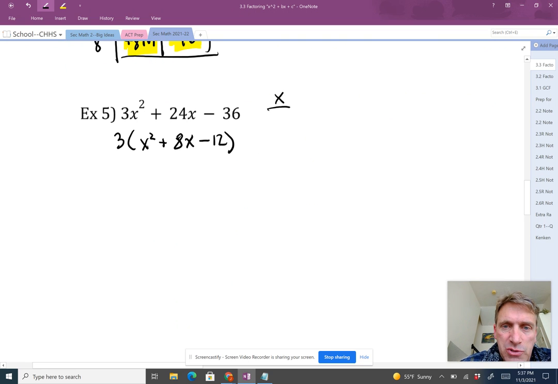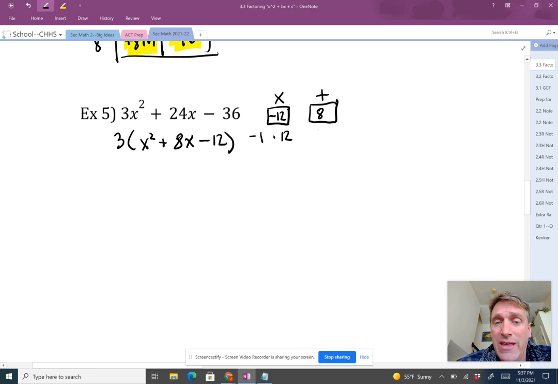We're going to multiply to our c value, our constant, which is negative 12. And we're going to add to our b value, which is 8, and it's positive. So this time I'm going to put the positive on the 12, so positive on 12, negative on the smaller absolute value. Negative 1 times 12 is negative 12. Negative 1 plus 12 is 11. Now that's not the numbers we're looking for, but negative 2 times 6 is negative 12. And negative 2 plus 6 is 4.